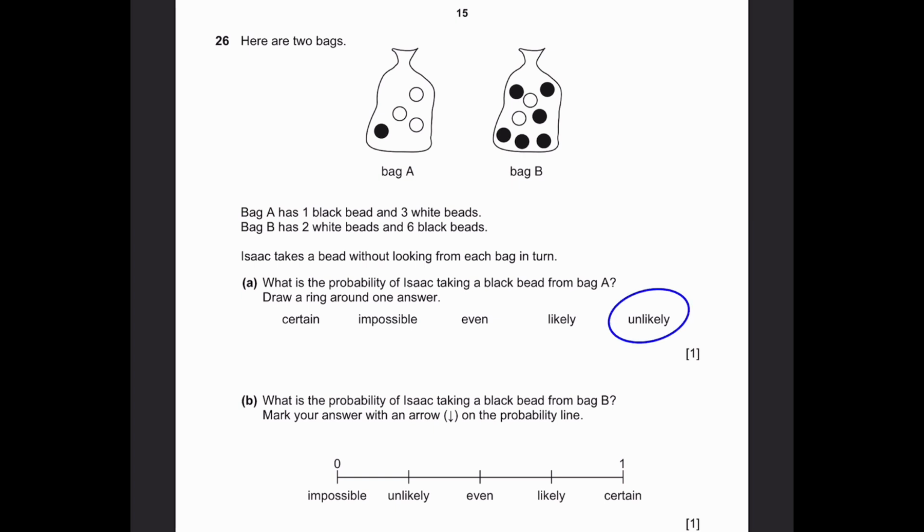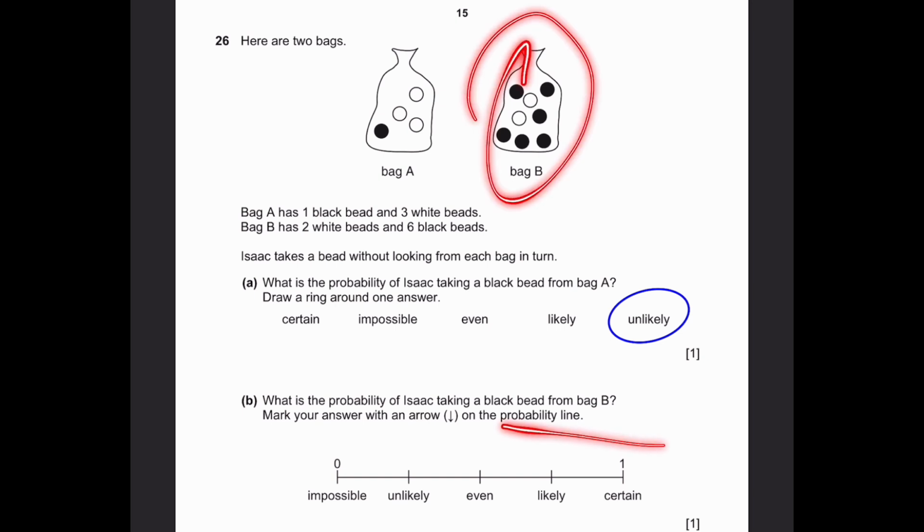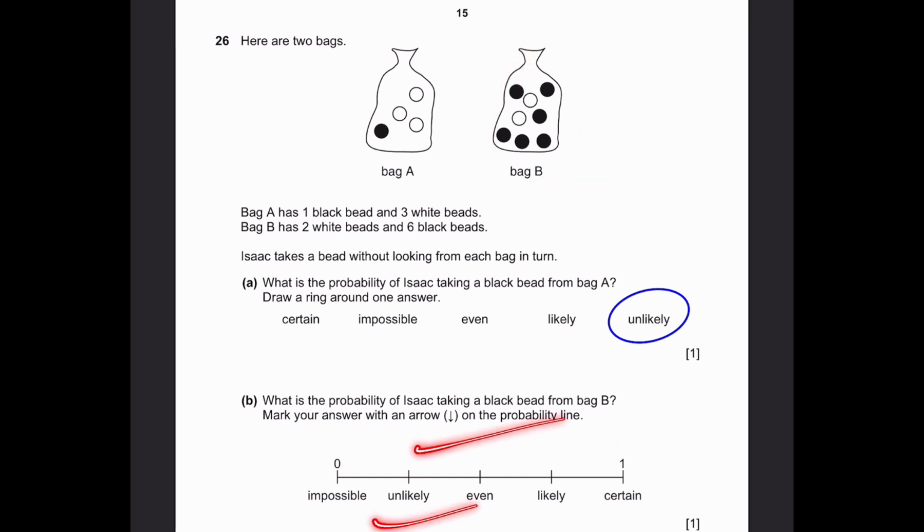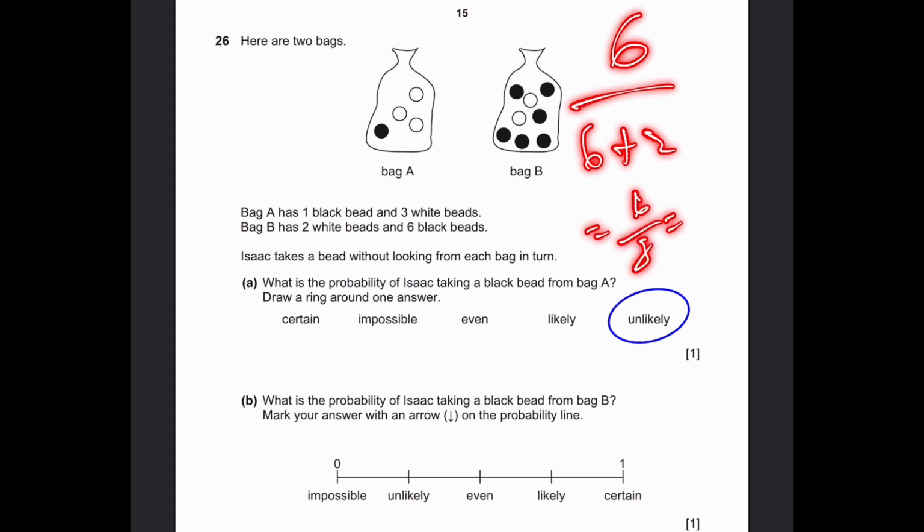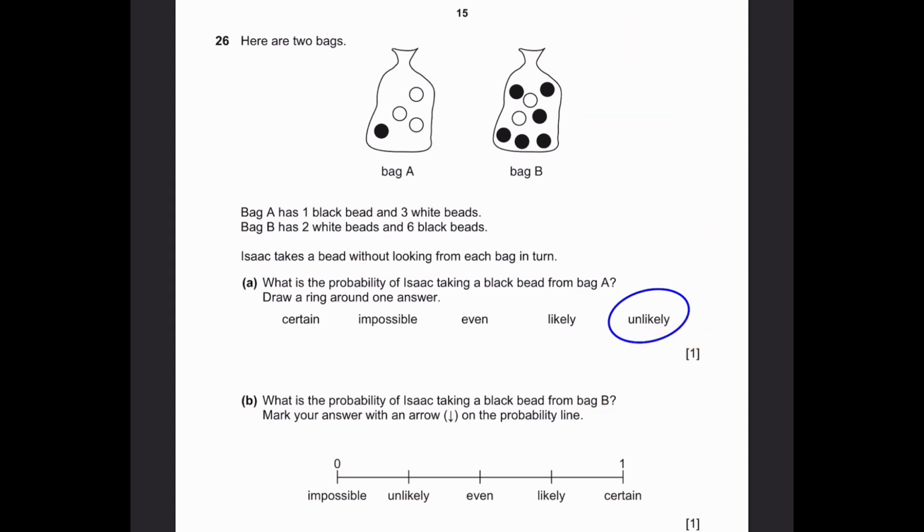B. What's the probability of Isaac taking a black bead from bag B? Mark your answer with an arrow on the probability line here. So there's 6 black beads and the 2 white ones. So the probability will be 6 by 6 plus 2, which is equal to 6 by 8, 3 by 4, 0.75, or 75%. So we can say that it is likely, and we can draw an arrow like this.